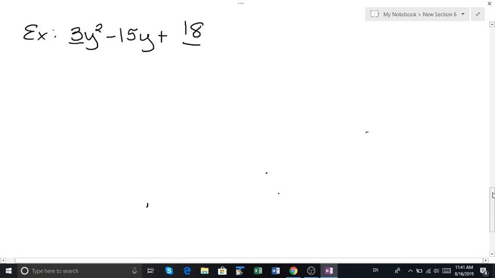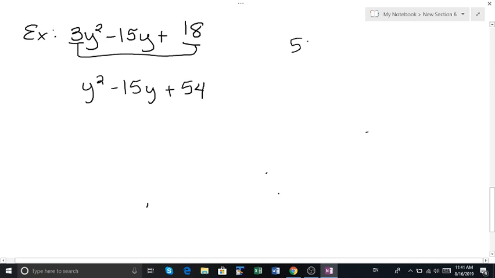Okay, so let's look at this one. Starting out like before, we're going to multiply 3 times 18, and I'm actually going to make that loop a little bit smaller because I need more space. 3 times 18, so that's going to give us y squared minus 15y plus 54.